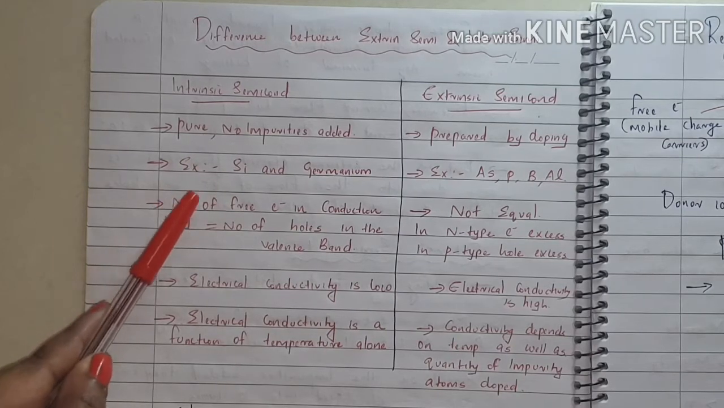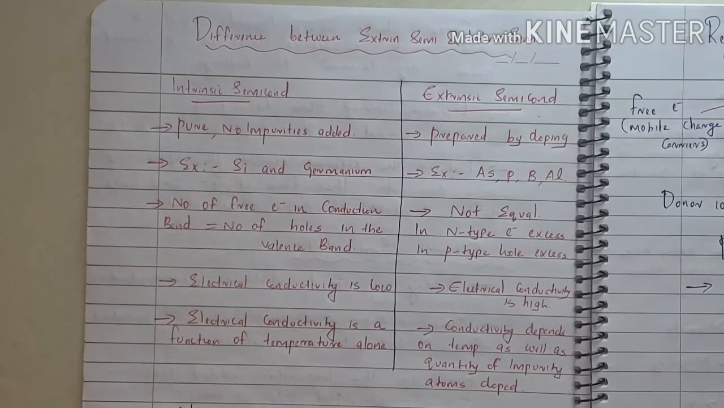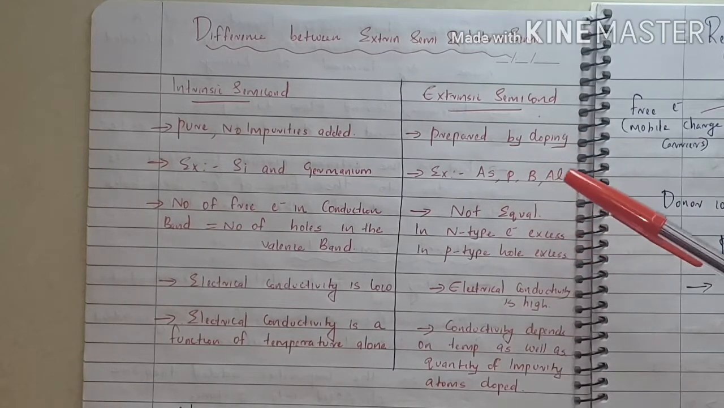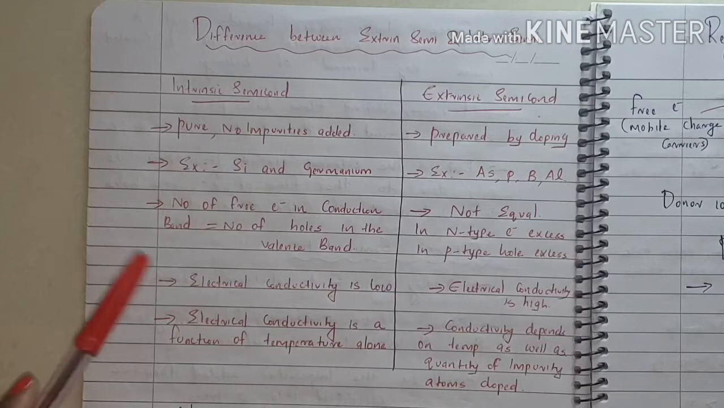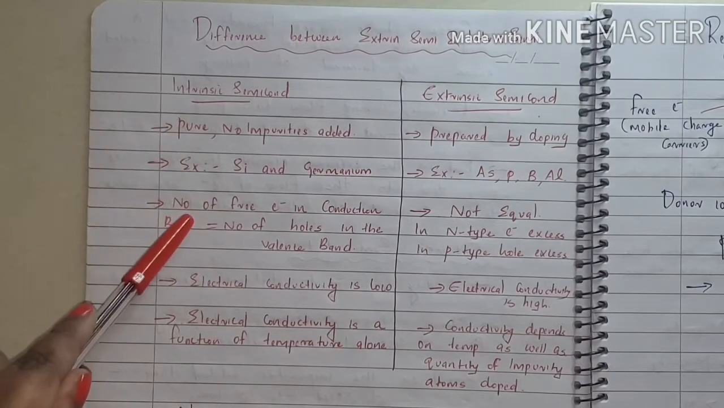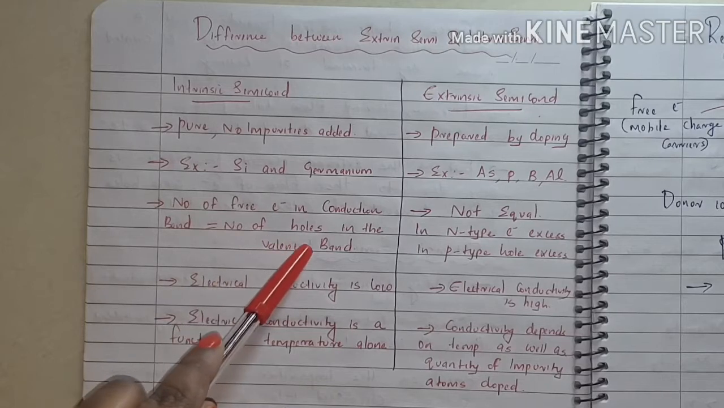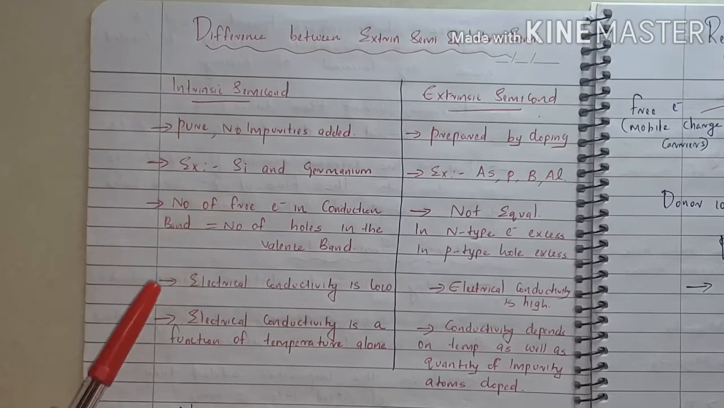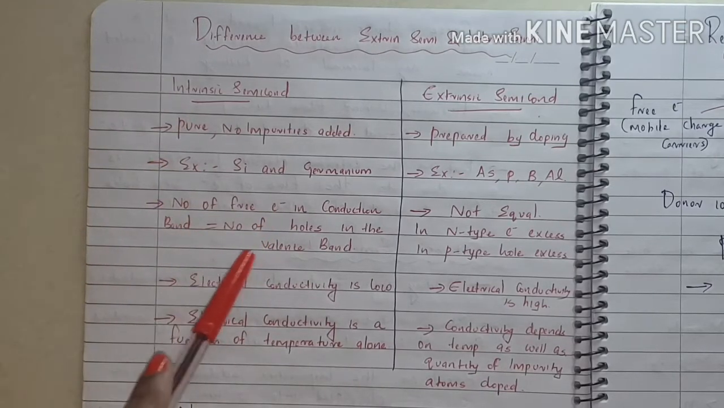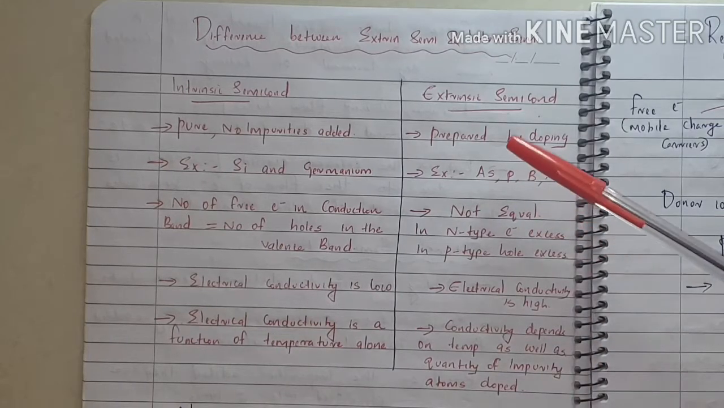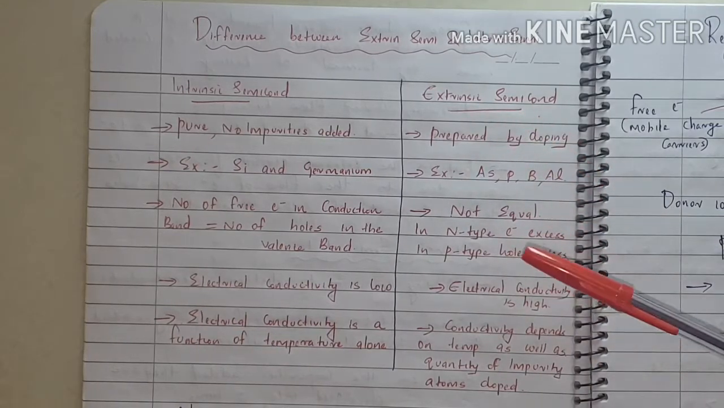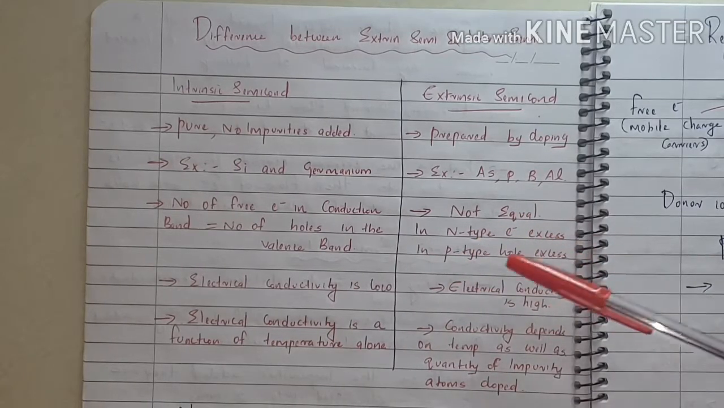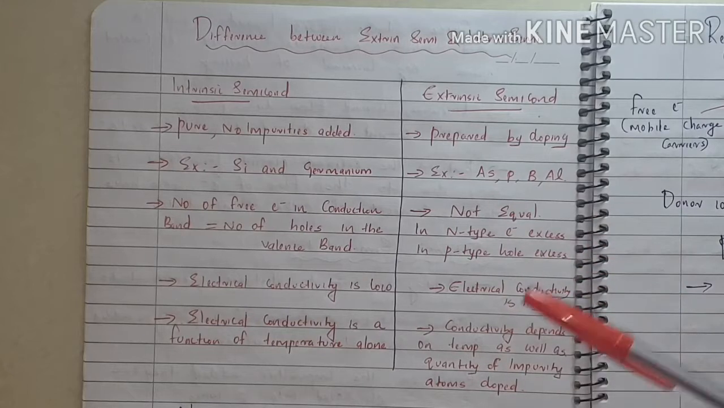Examples of intrinsic semiconductors are silicon and germanium. And examples of extrinsic semiconductors are arsenic, phosphorus, boron, aluminum, etc. The number of free electrons in the conduction band is always equal to the number of holes in the valence band. That is, for intrinsic semiconductors, the number of free electrons is always equal to the number of holes. But in the case of extrinsic semiconductors, the number of holes is not equal to the number of electrons. In N-type, electrons are in excess, and in P-type, holes are in excess.